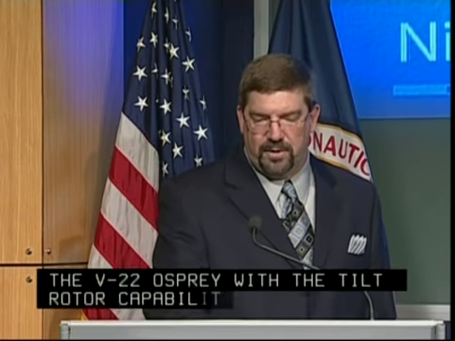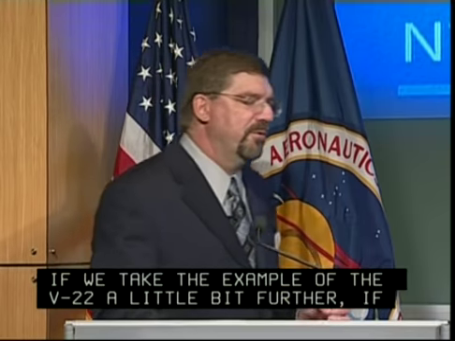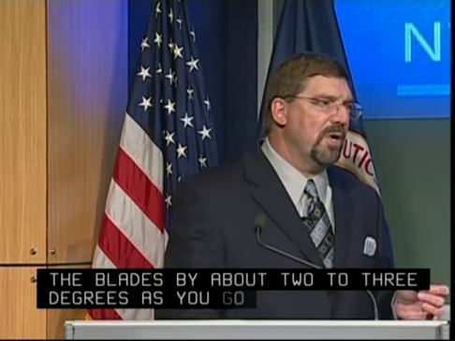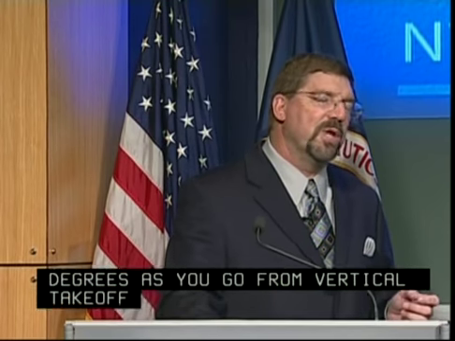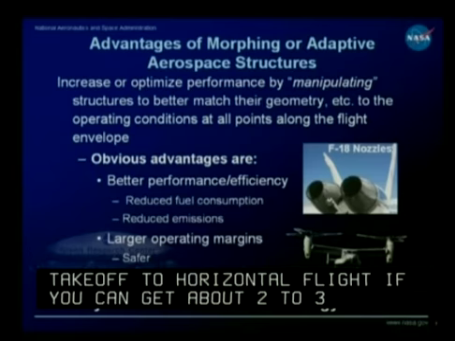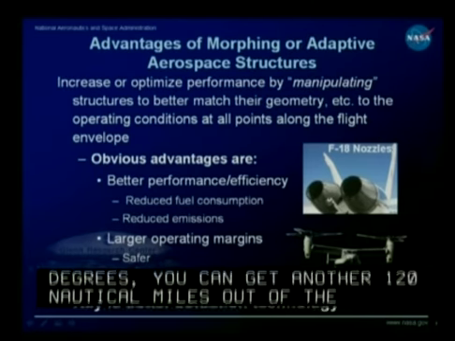But if we take the example of the V-22 a little bit further, if you could just change the twist on the blades by about 2 to 3 degrees as you go from vertical takeoff to horizontal flight, if you could just get about 2 to 3 degrees additional twist in those blades, you could get another 120 nautical miles out of the aircraft. So this is the type of reconfigurable systems that we're talking about.